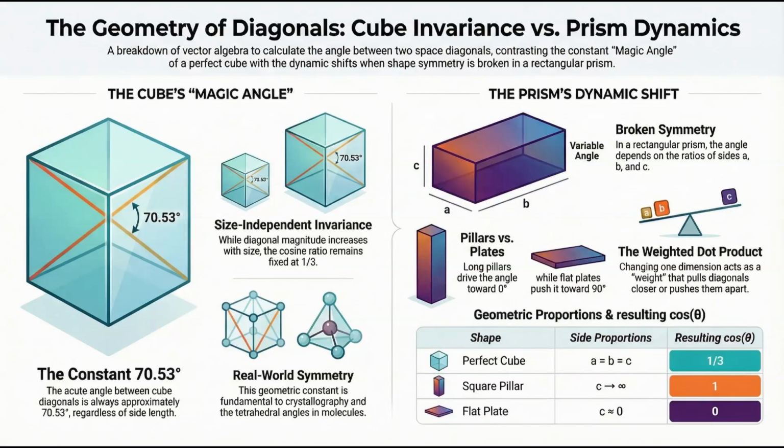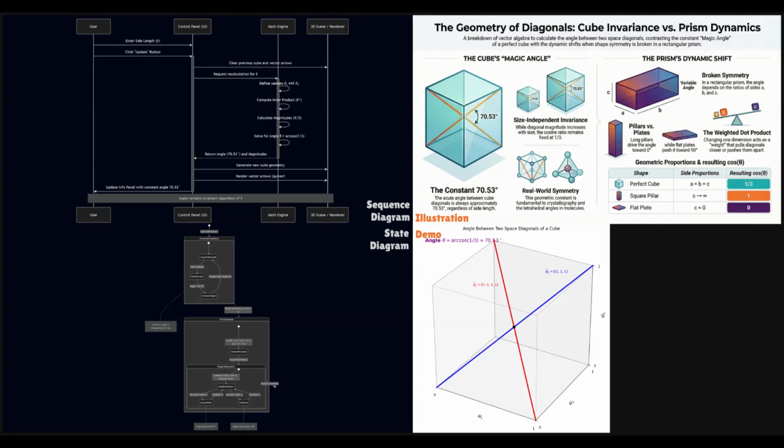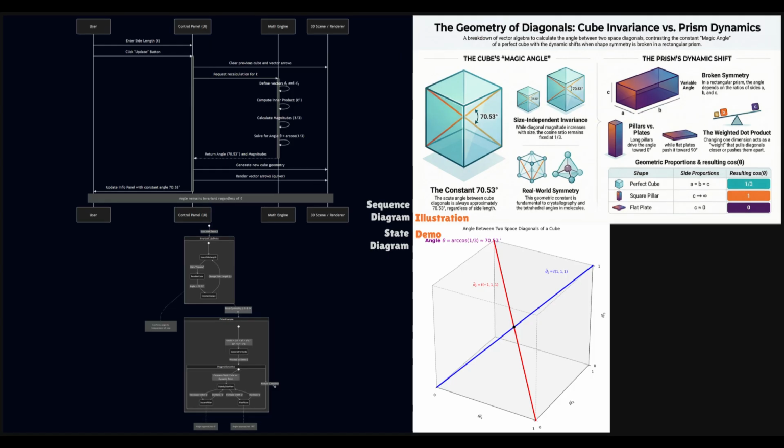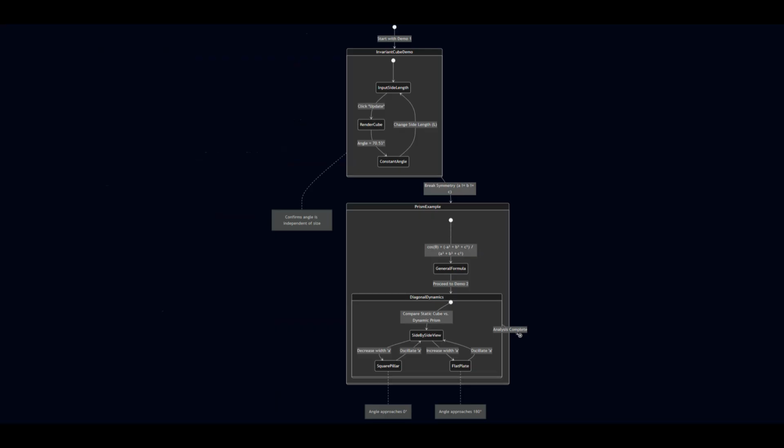The derivation sheet serves as the conceptual anchor for the project, translating abstract geometric theory into a functional interactive experience. It organizes this transition through two primary visual frameworks: a state diagram that tracks the evolution of the geometric shapes and a sequence diagram that outlines the logic of the digital engine.